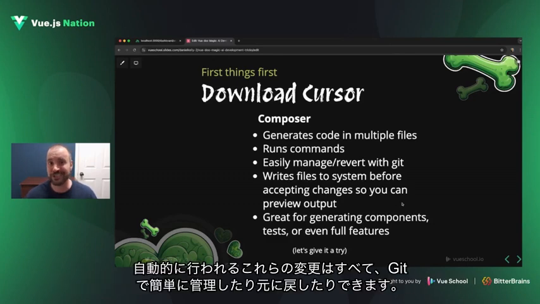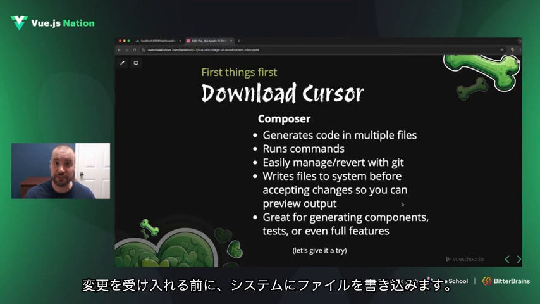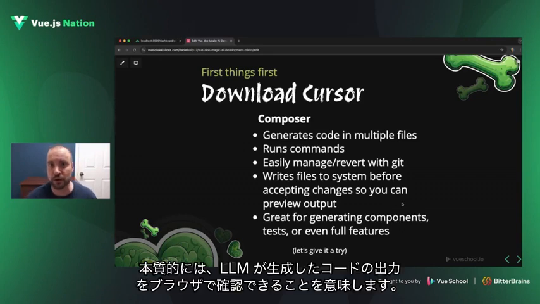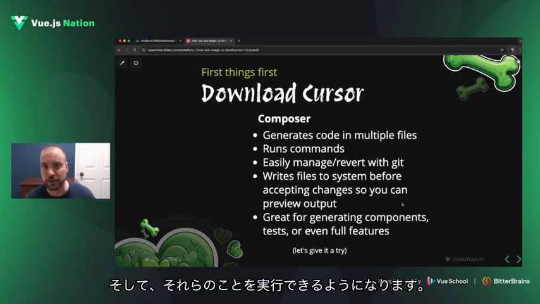All of these changes that it makes automatically are easily managed or reverted with Git, so it's fully compatible with your version control system. It even writes files to the system before you accept those changes. You'll see what I mean by that in just a moment. Essentially, it means you could see the output of the code in your browser that the LLM generates, and you can say, okay, does this meet my needs or not? And then you can commit those things.